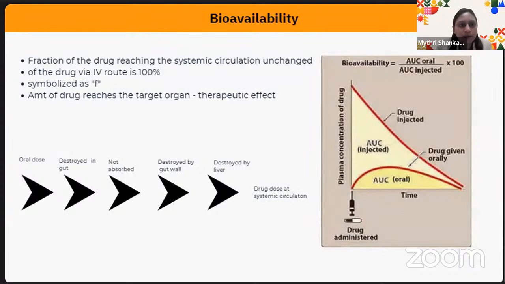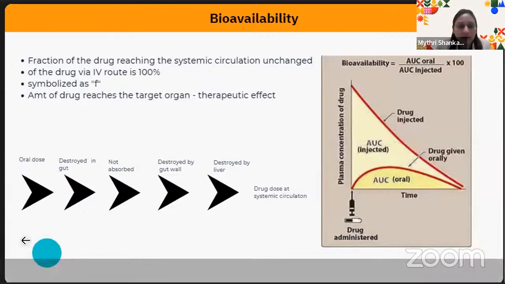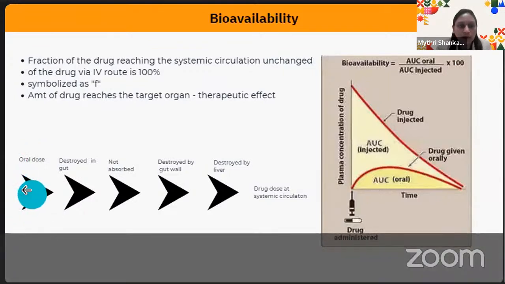So what is bioavailability? Bioavailability is a fraction of the drug which reaches the systemic circulation unchanged. So when we give a drug by the IV route, it has a bioavailability of 100% and it is symbolized as F. The amount of drug that actually reaches the target organ is called the therapeutic effect of that particular drug. So when we take a drug orally, it gets destroyed in the gut, it is not absorbed, it is destroyed by the gut wall, destroyed by the liver, and finally some amount of drug reaches the systemic circulation. So this is the bioavailability of the drug.